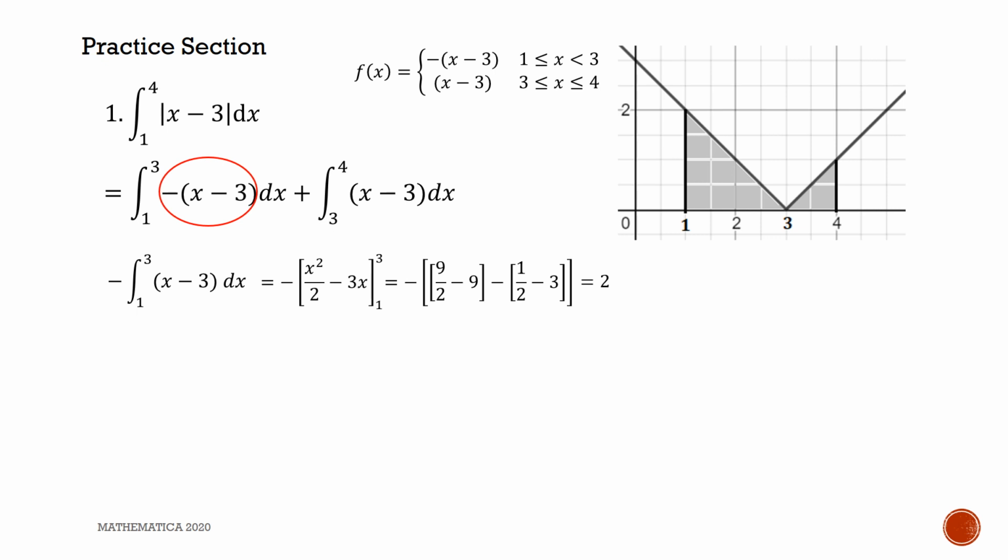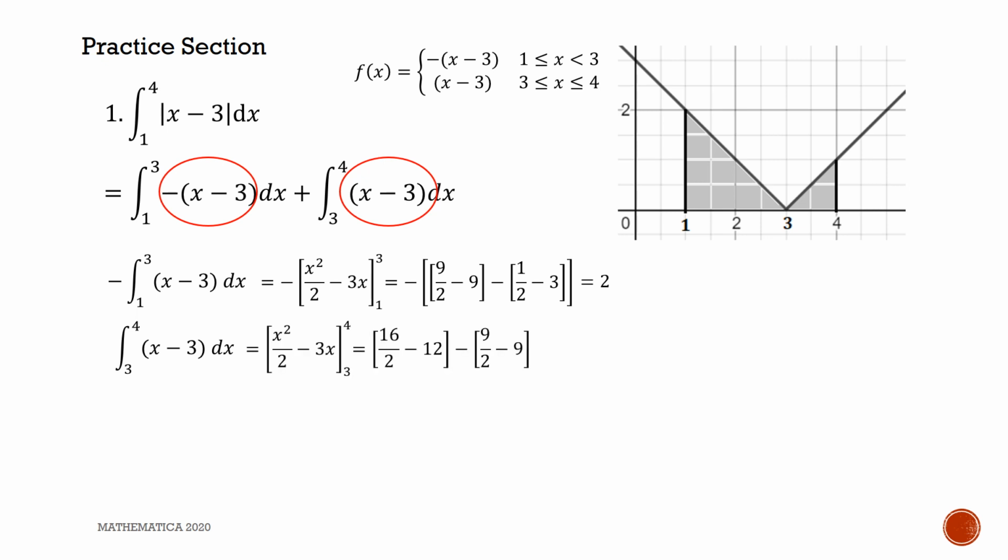Now I need to find the area under the curve between 3 and 4. So the second part. I evaluate x minus 3. The antiderivative is the same as the first one, except that I'm just evaluating it at different points. So my upper limit is 4 and my lower limit is 3, so it becomes 16 over 2 minus 12 minus 9 over 2 minus 9. When I evaluate this, I end up with a half. So we add those two pieces together, and the area under the curve between 1 and 4 for the absolute value of x minus 3 is simply 2.5. I hope that helps.